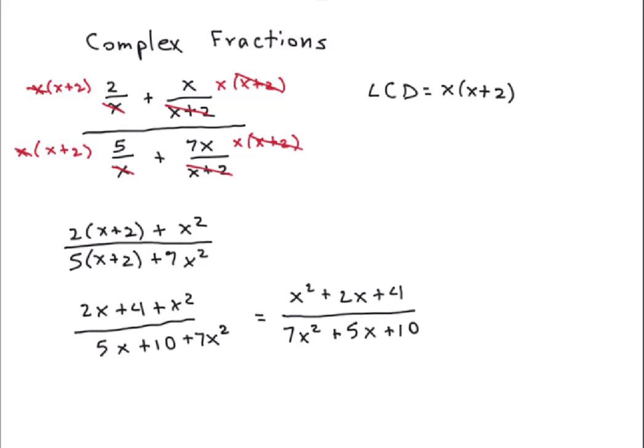And so in this way, we can simplify complex fractions. Again, find the LCD of all of our denominators and then multiply each term by that. And what ends up happening is all of our denominators end up canceling out. And so then we're just left with a single polynomial over a single polynomial.